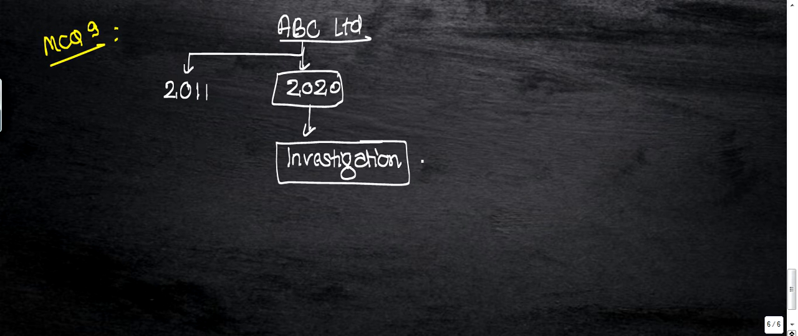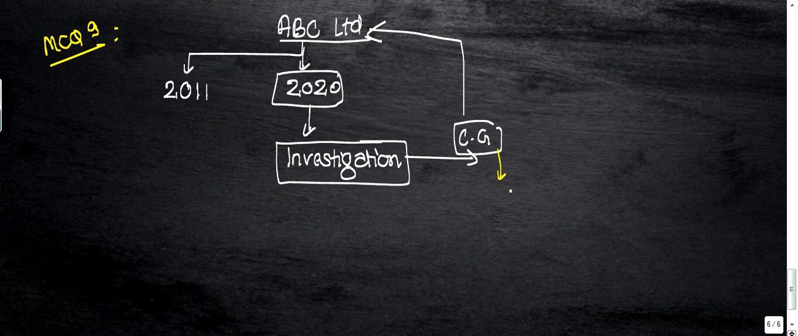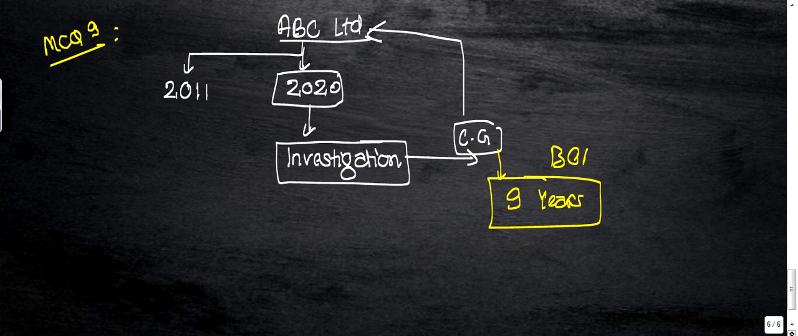So the government, the CG, notifies that company: you have to prepare and maintain records, books of account should be kept for 9 years. It should be preserved for 9 years for the purpose of investigation. So CG notified 9 years to preserve the books of account.